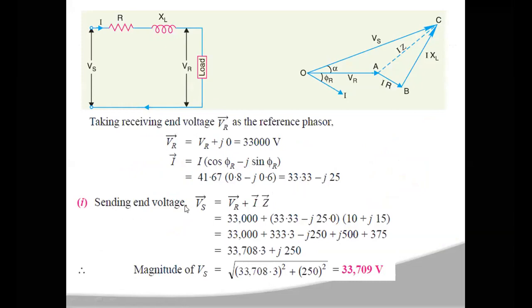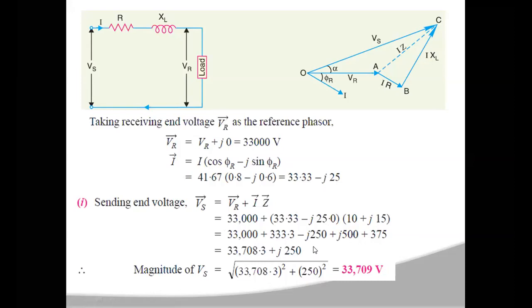So then the sending end voltage Vs is equal to VR plus I into Z. You know the VR, which is 33,000 volts, and the IR value is this one, and the Z value is R plus jX. All values are known. So then the sending end voltage can be calculated as 33,708.3 plus j250 volts.